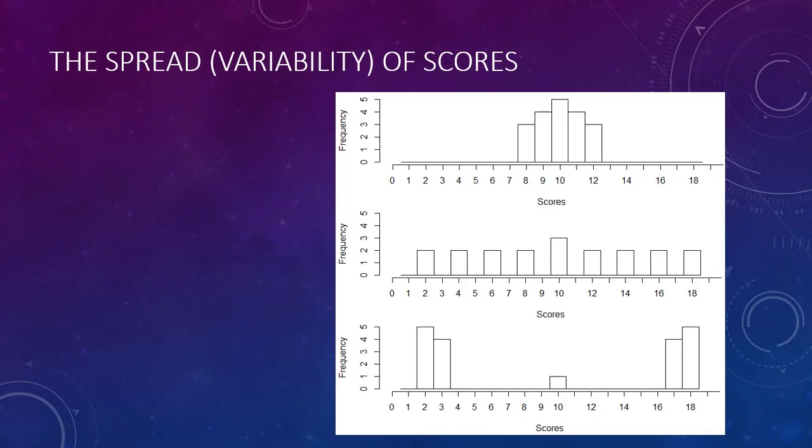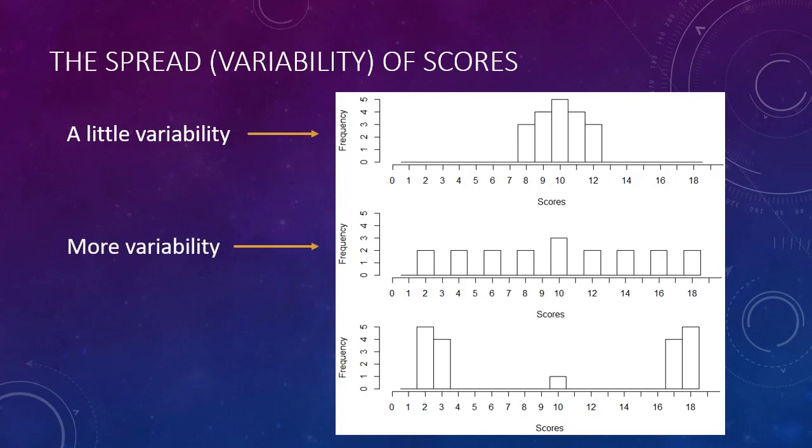In the first example, there is little variability. If there was no variability, every score would be the same. The scores are not all the same, but all the scores are close to 10. In the second distribution, there's more variability. Scores are evenly spread all the way from 2 to 18.